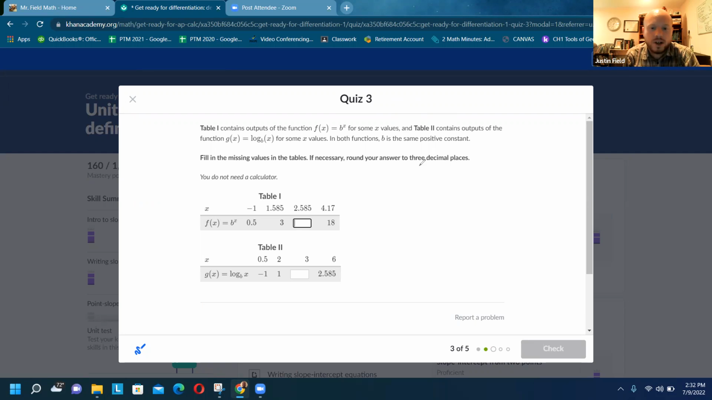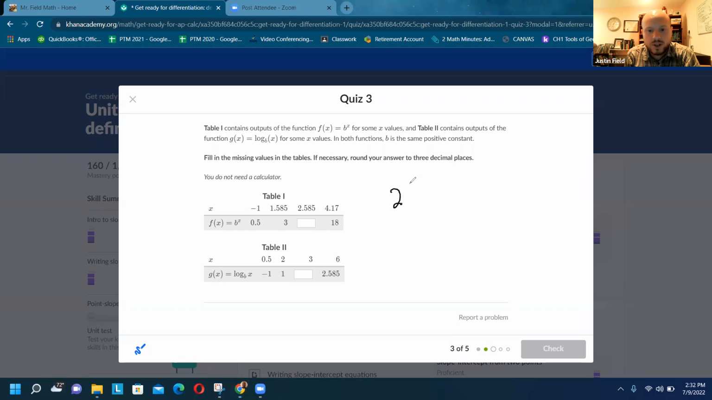Oh, you know why? Because these are inverse functions for each other. So if we have 2 to the x and then log base 2 of x, this would be 1, 2, 2, 4, 3, 8, right? And then this table would be the 2, 4, and 8 go on top, and then the 1, 2, and 3 go on the bottom. So they're inverses of each other.